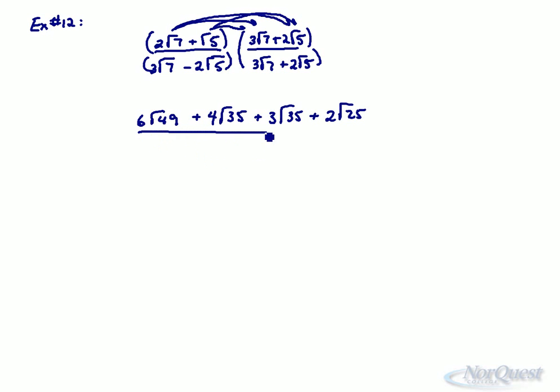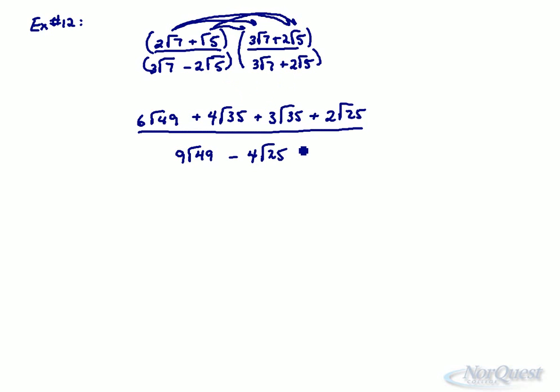On the bottom again, I'm just going to do my shortcut. I know with conjugates, I will get 3 root 7 times 3 root 7, which is 9 root 49. Do the last: 2 times 2 to give me negative 4. Root 5 to be root 25.